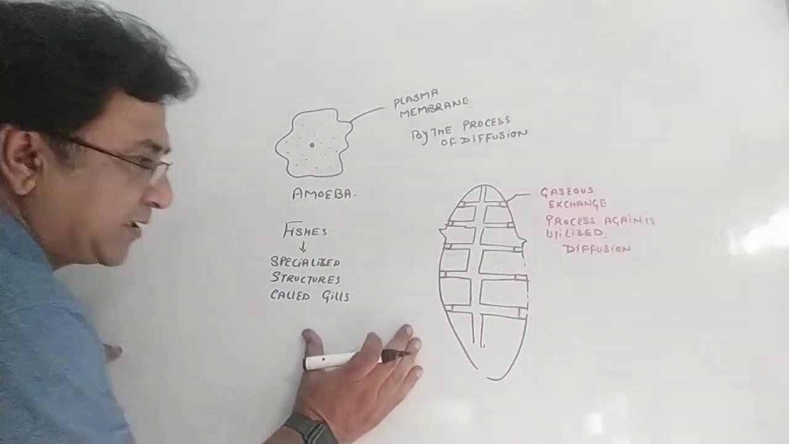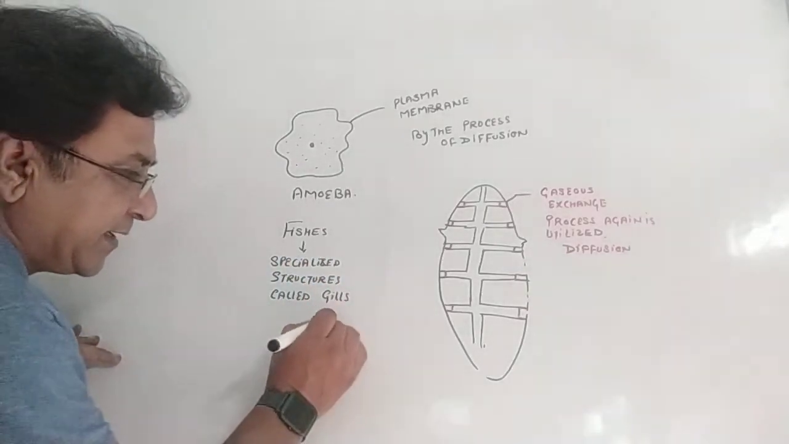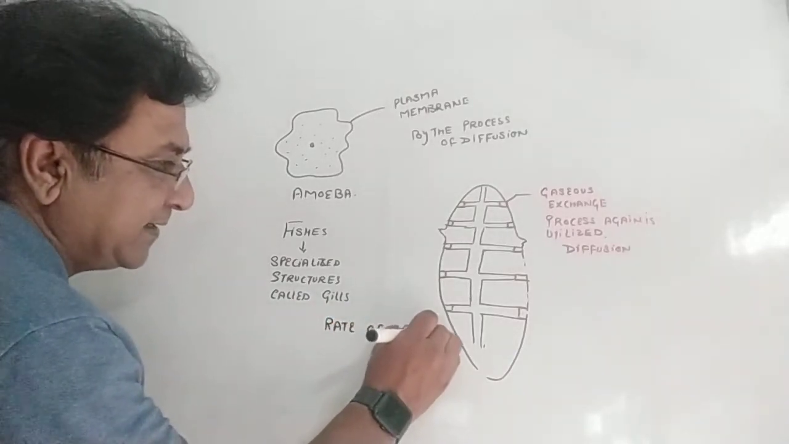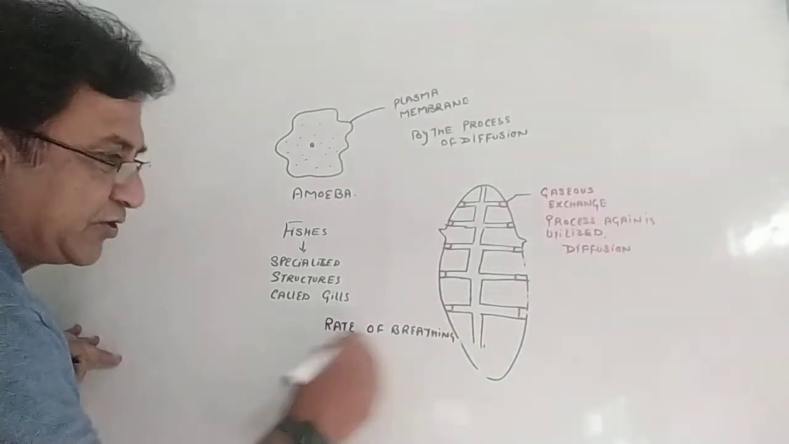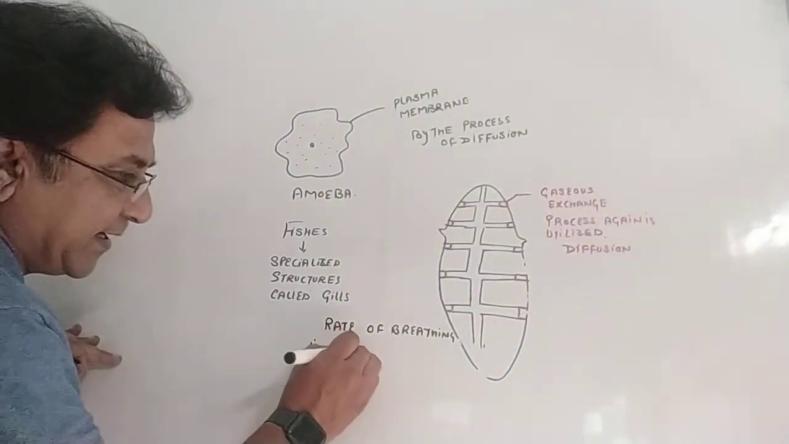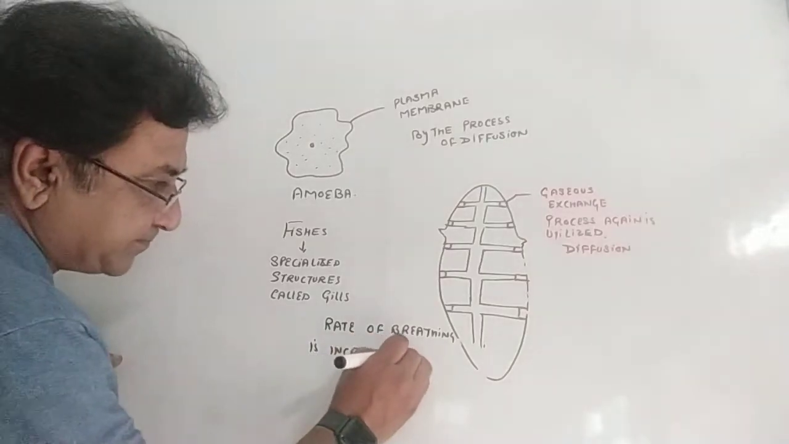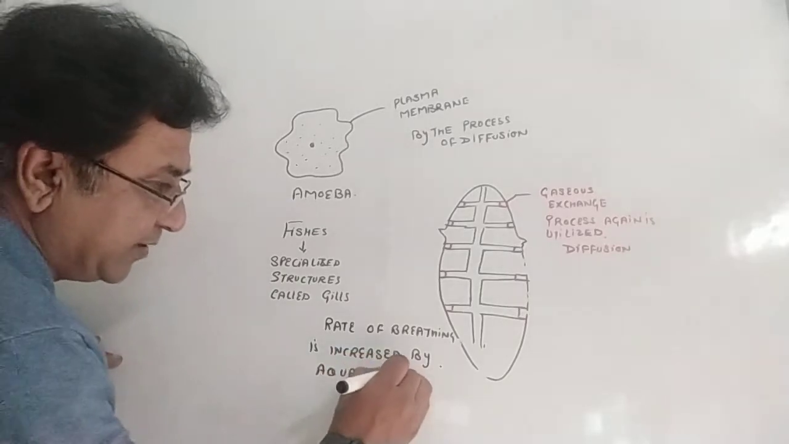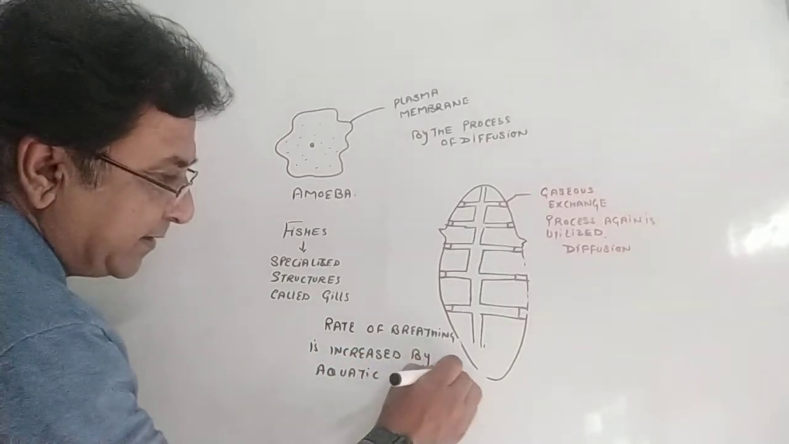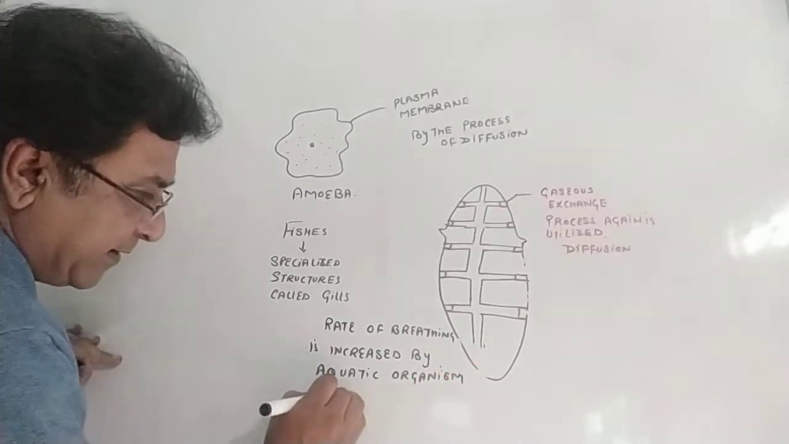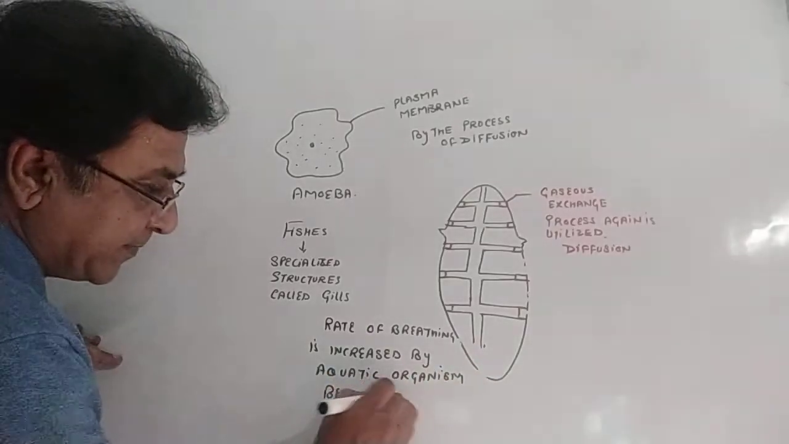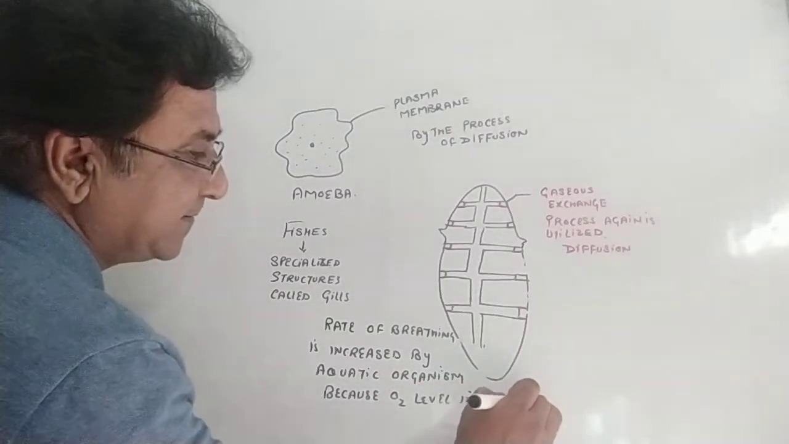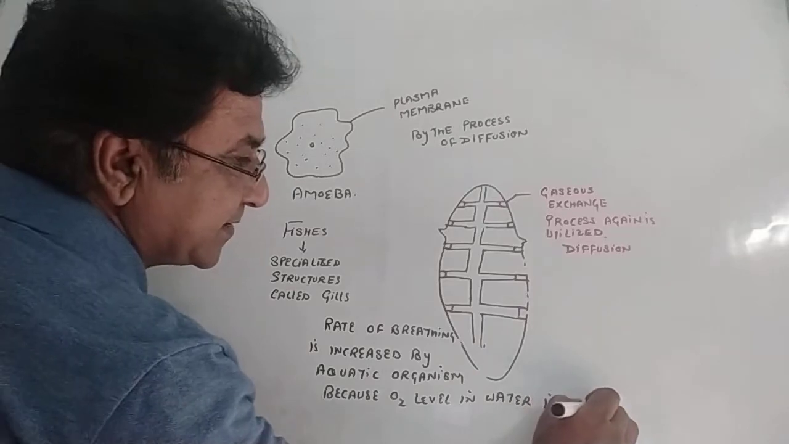As the oxygen level in the water is less, the rate of breathing is increased by the aquatic organism, because the oxygen level in water is only 1%.